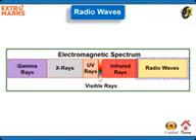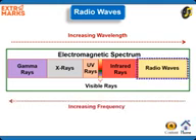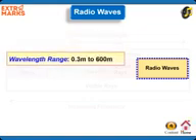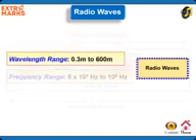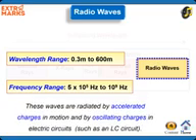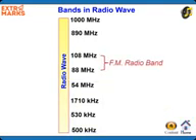Radio waves are characterized by the longest wavelengths and the lowest frequencies in the electromagnetic spectrum. Its wavelength ranges from 0.3 meter to 600 meter and frequency range from 5 × 10^5 Hz to 10^9 Hz. Radio waves have different bands according to their frequency range.